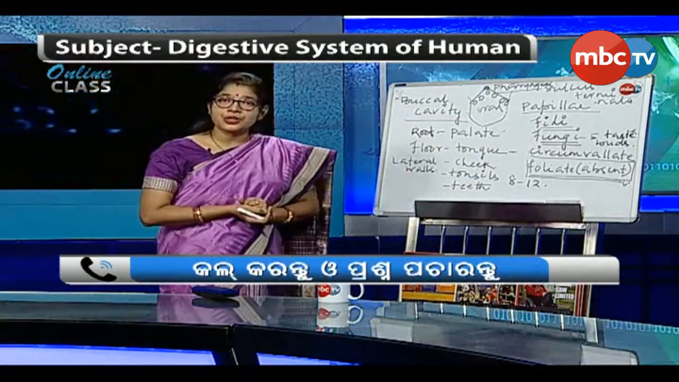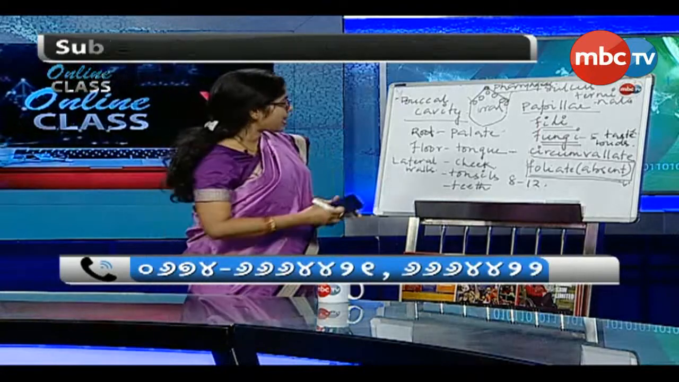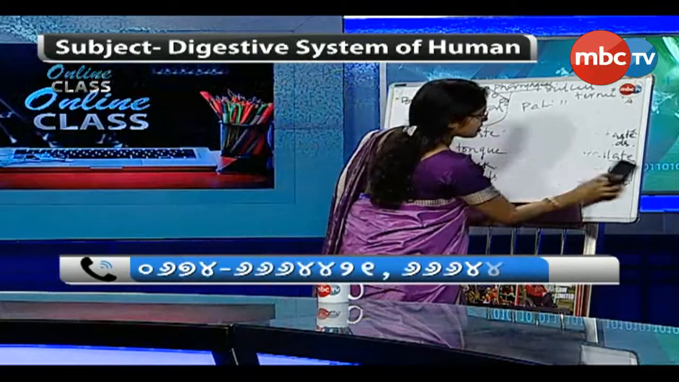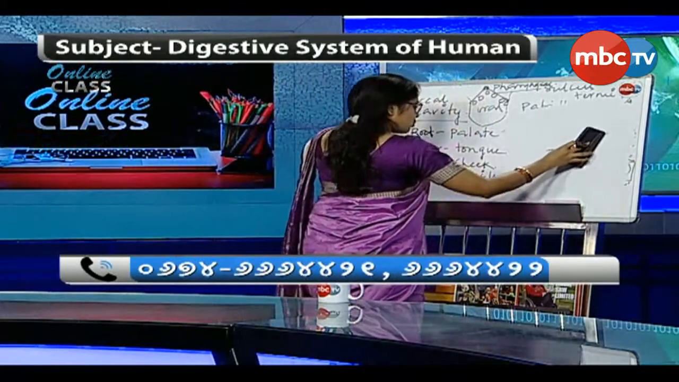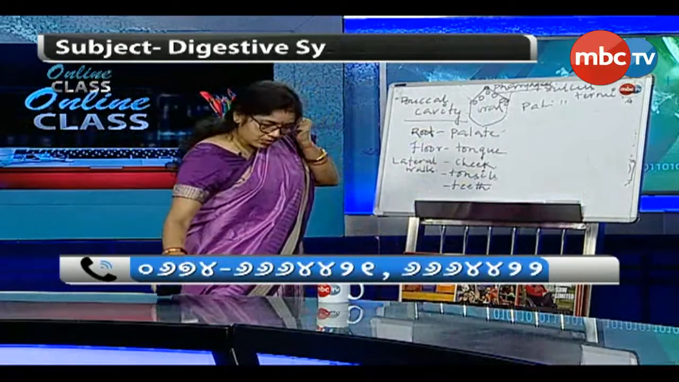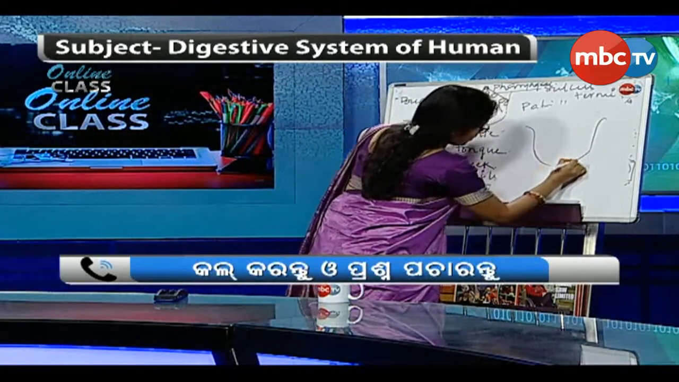So the main function of the tongue is to distinguish the taste. Let's consider which part of the tongue is concerned in detection of which type of the taste. So this is about the structure of the tongue.